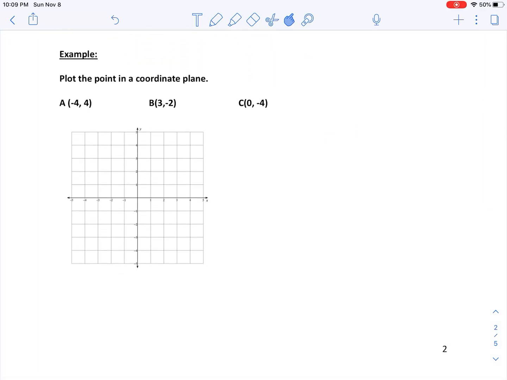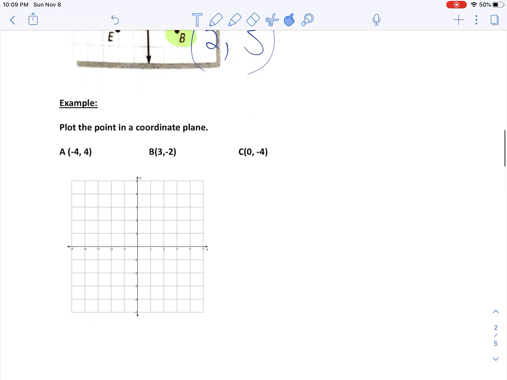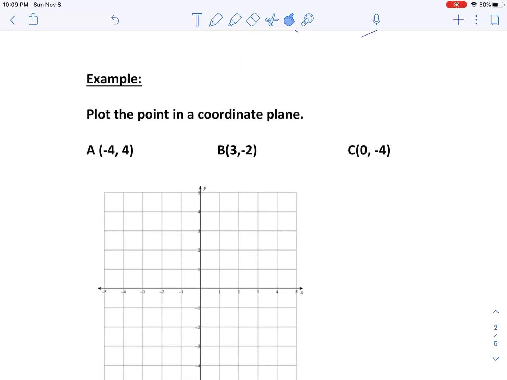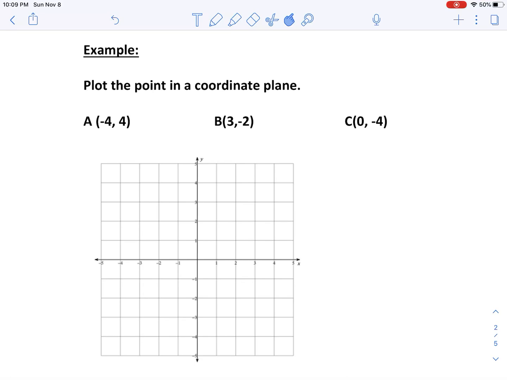All right, on your own, well, we will do this one together. So now I want to do the opposite. I'm going to give you the ordered pair. You need to plot the point. If I'm going to do this, I always, again, start at my origin. So I'm going to highlight it so I remind myself to start there. So my first point is negative 4, 4. Well, the x-axis is back 1, 2, 3, 4. And I need to go up 1, 2, 3, 4. And that's my point A right there.